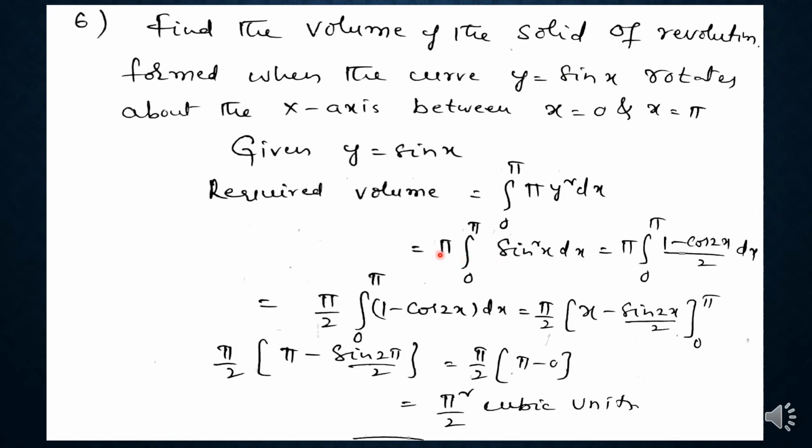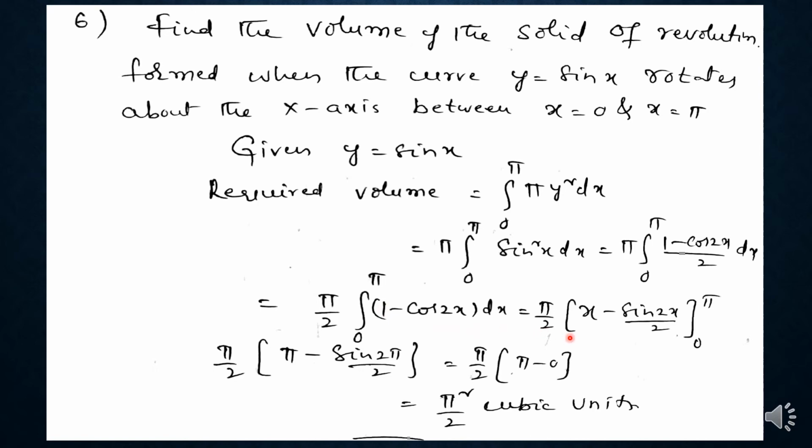By writing the constant pi out of the integral, we can write pi into integral 0 to pi sin square x dx. We know that there is no direct formula for integral sin square x dx. We should convert the sin square x term into the cos 2x formula. That is, sin square x can be written as (1 minus cos 2x) by 2. So that is pi into integral 0 to pi (1 minus cos 2x) by 2 dx. That can be written, taking the denominator out, as pi by 2 into integral 0 to pi (1 minus cos 2x) dx.